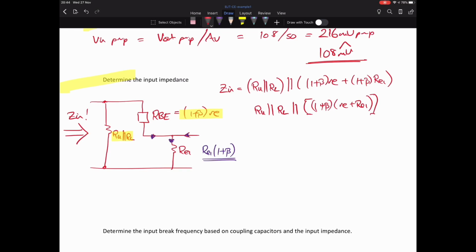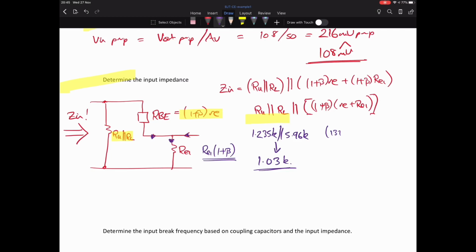So if we take those into little parts and calculate what's actually happening, we can look at the RU and RL resistance first, and then we can look at the RE and RE1. So let's take these two terms, RU and RL. 1.2k, or 1.235k, in parallel with 5.96k, gives us just over 1k, 1.3 kiloohms. So that's the two resistors in the bias network.